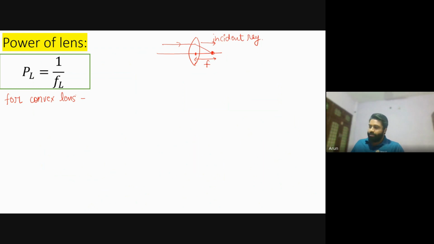Okay. Now, how is it like that? I will discuss it with you. Now, you will tell me what is the focus for a convex mirror. Is it positive or negative? Just write in the chat box. Use the chat box.